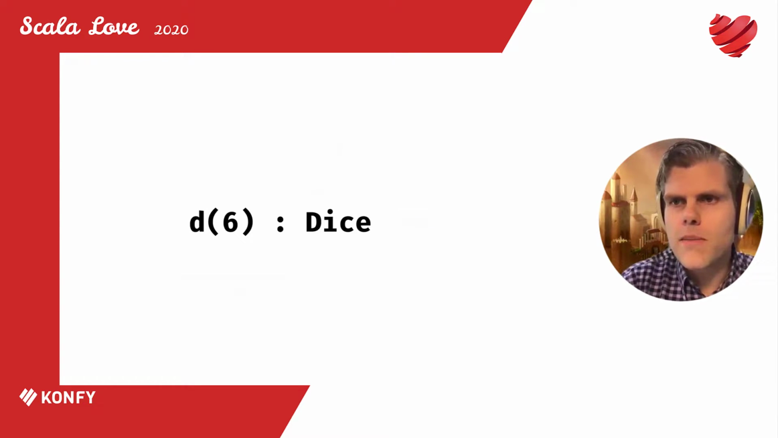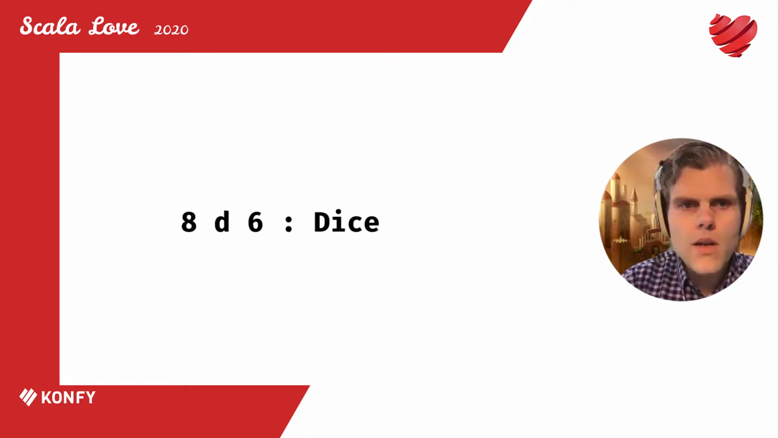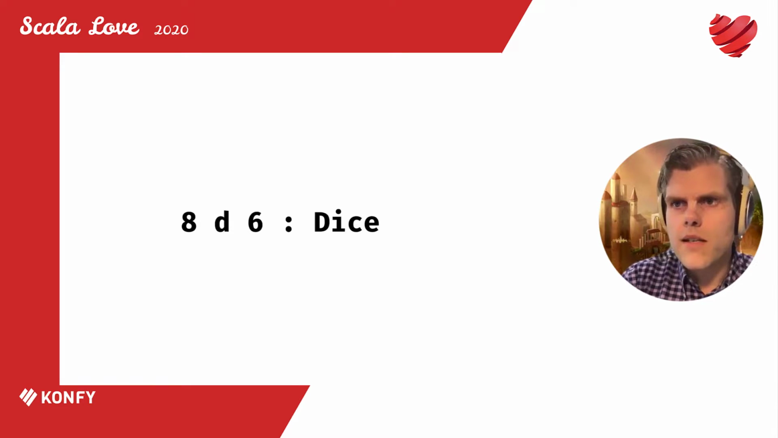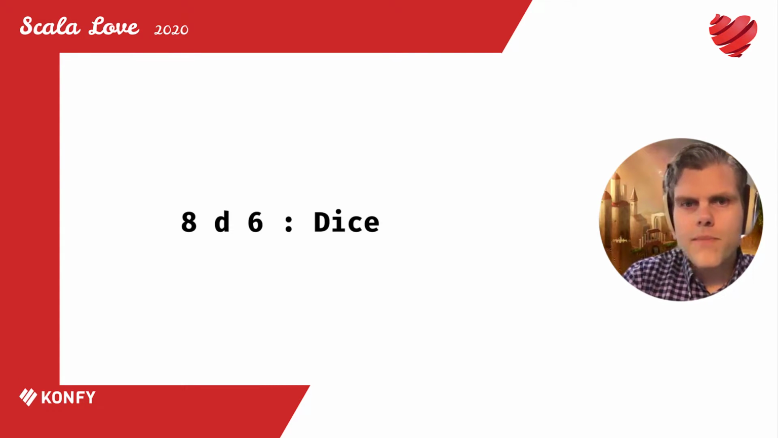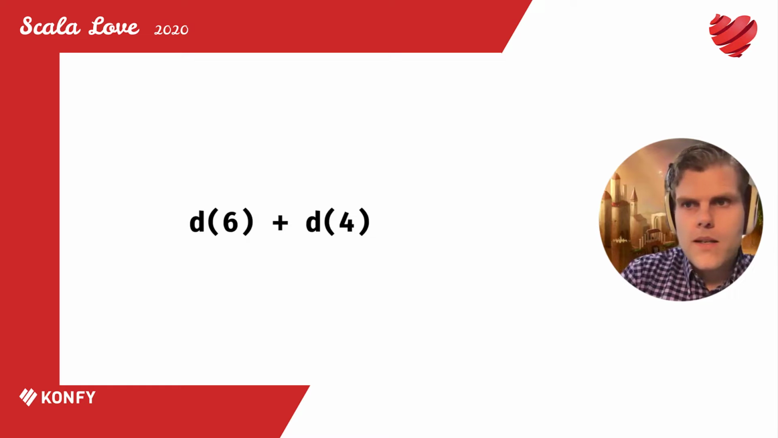So you just pass 6 to this function D, and that constructs dice, which is just a single roll of a 6-sided die. You can construct a roll of 8 6-sided dice, and sum them all together with the expression 8d6. So that's another die roll. Constant 4 is a die that always rolls 4. You can add dice together. For instance, you can have a d6 and a d4 and then add the results.